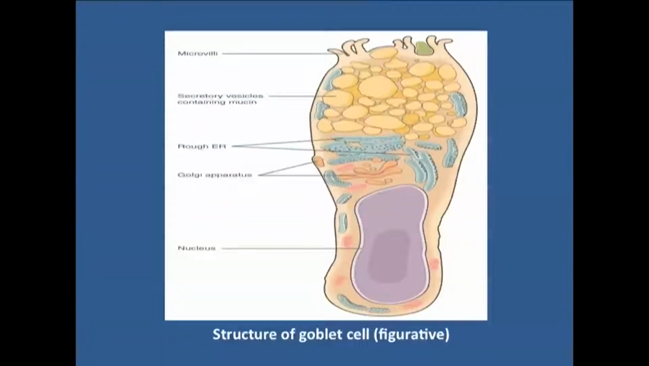Now coming to the next important cells, which are single cell glands called the goblet cells. And this goblet cell also produces mucus or mucin, and they are coming out through the microvilli, and these secretory vesicles continually maintain the lining of the digestive tract. And these are the actual size of the goblet cells present along the lining of the intestine.